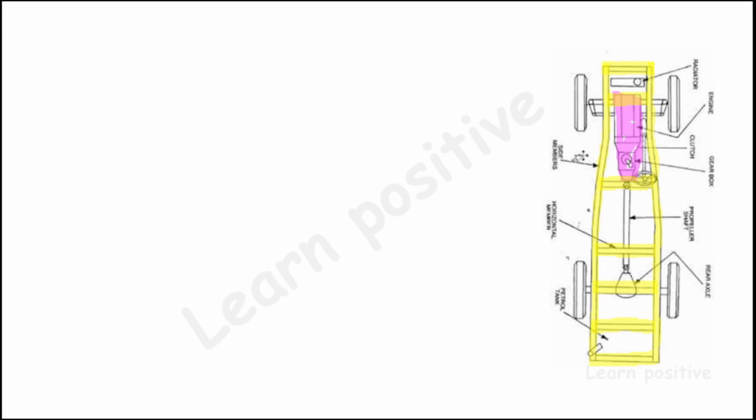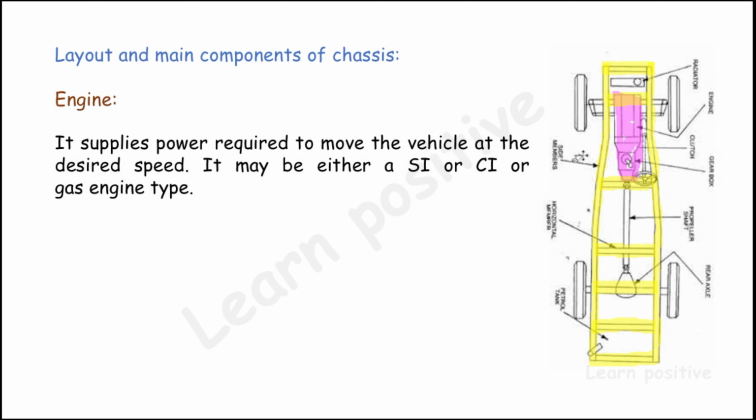Here we are going to see the chassis frame. I showed it in yellow color, and the engine in pink color. So, the layout and main components of the chassis. The first one is the engine. The engine supplies the power required to move the vehicle at the desired speed. It may be an SI, CI or gas engine type. SI engine means spark ignition engine, and CI engine means compression ignition engine. The SI engine is considered a petrol engine, and the CI engine is a diesel engine.